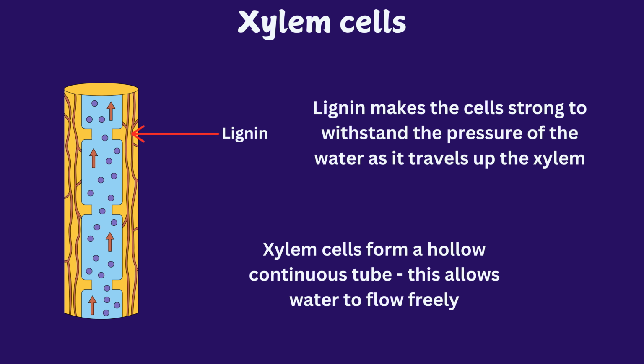Xylem cells form a hollow continuous tube. This allows water to flow freely. If you notice, the cell wall between each cell is broken down, and this is what makes the xylem continuous. The xylem also has no nucleus, no mitochondria, so there are no organelles found in the xylem, and that is what allows water to flow freely without obstruction.